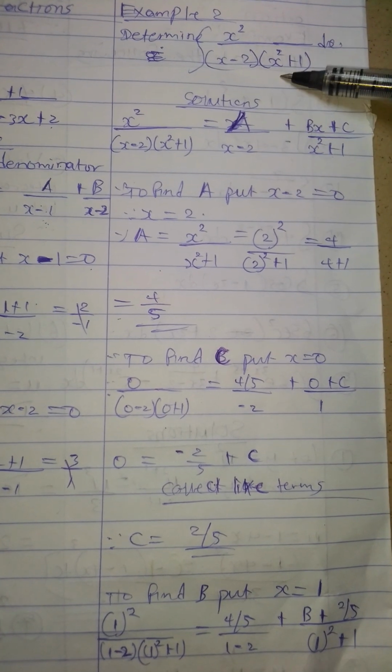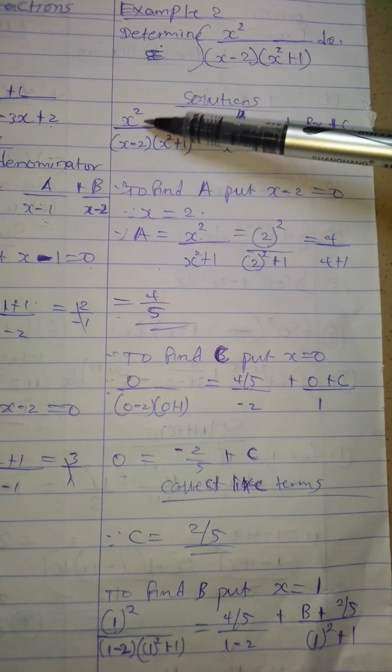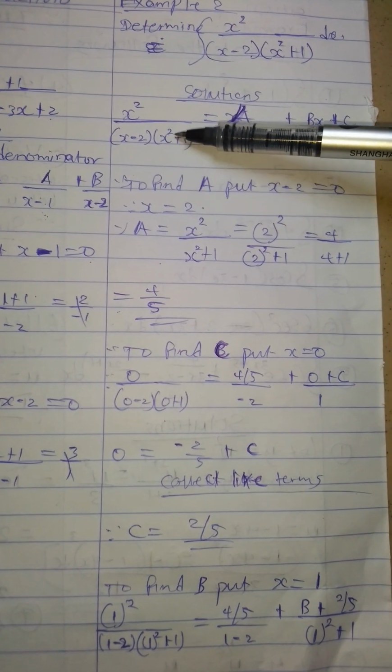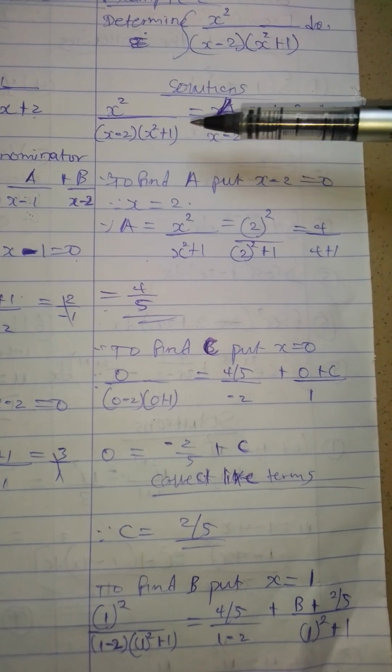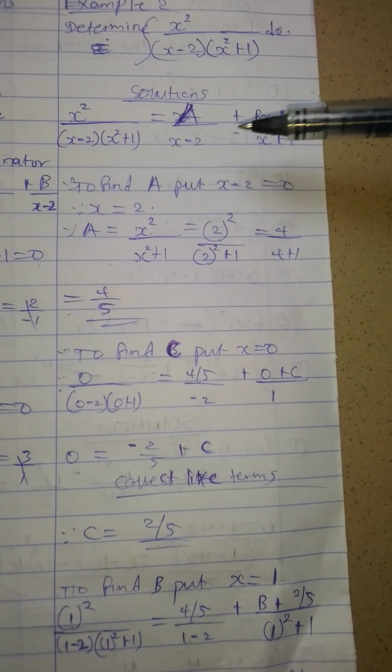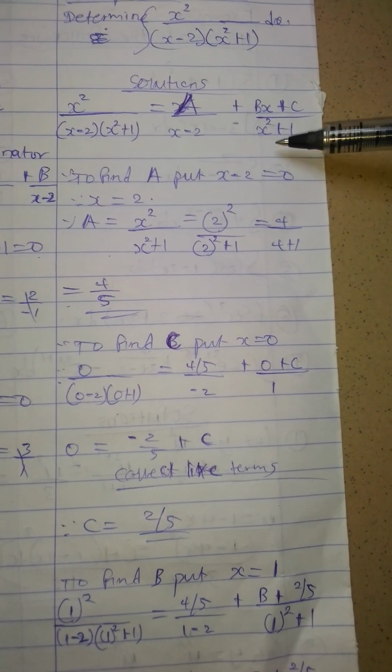Since you have the complex power of x, that's x squared, so to represent this it becomes x squared over x minus 2, bracket x squared plus 1, which is equal to A over x minus 2 plus, because of this complex power of x, Bx plus C all over x squared plus 1.